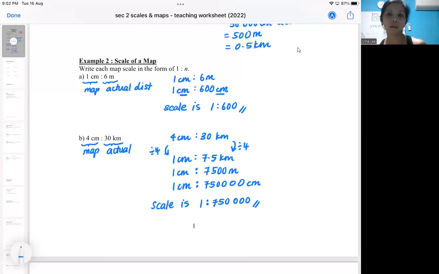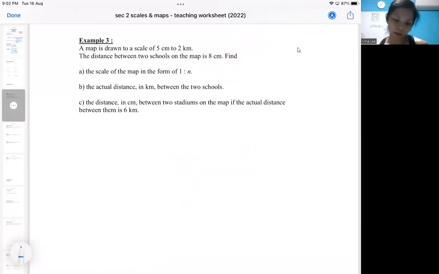So this is called the length ratio. Okay, so the length ratio is fixed. Okay, so that is how you interpret a map. And how do we use it in the actual question? Okay, something like example 3. Okay, so if you read example 3, 5 centimeter to 2 kilometer. So then we got this map. And then between 2 schools, it is 8 centimeter. So we would like to find out how far is the 2 schools, the actual distance.